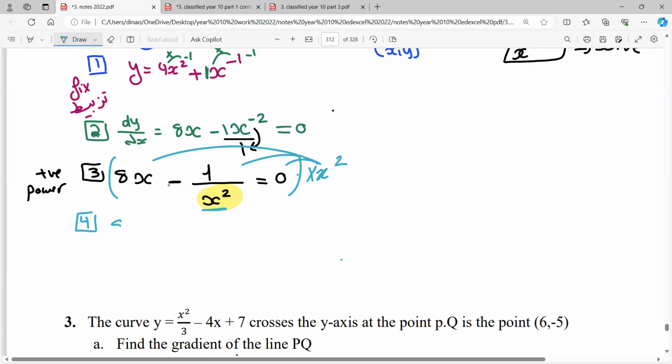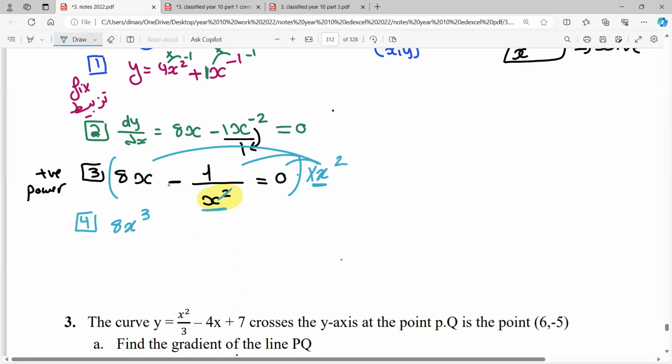8x times x power 2 is 8x power 3. Minus, multiplying the term with the fraction, these will cancel together, so just the 1 remains. And then you multiply every part of the equation. x power 2 times 0 of course is what? 0. So now, as you can see, this has changed into a very nice equation.